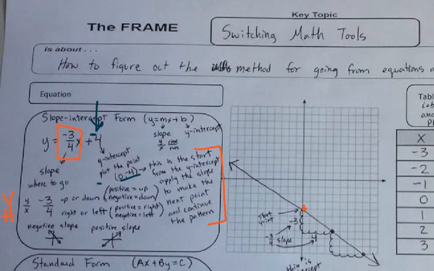Positive, it goes up. Negative, it goes down. The bottom will tell you to go right or left. If the bottom's positive, it goes right. If the bottom's negative, it goes left.